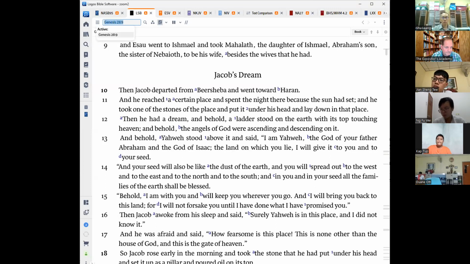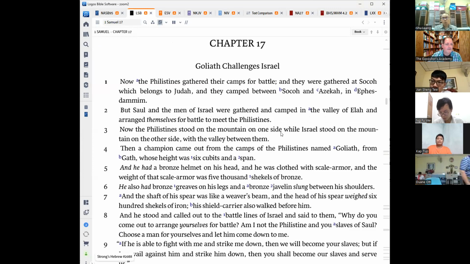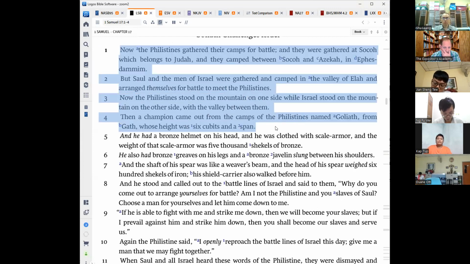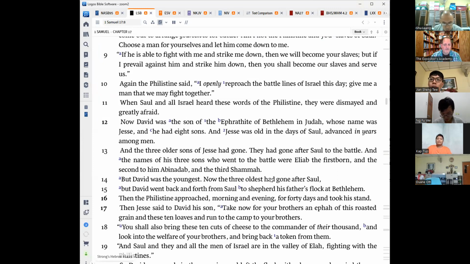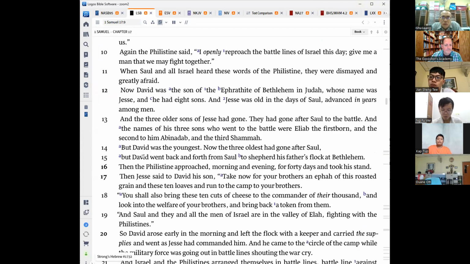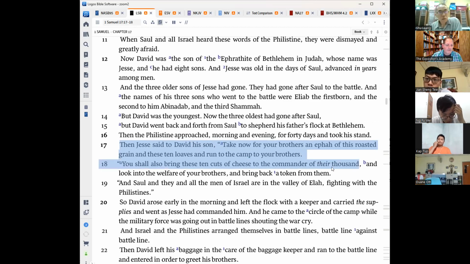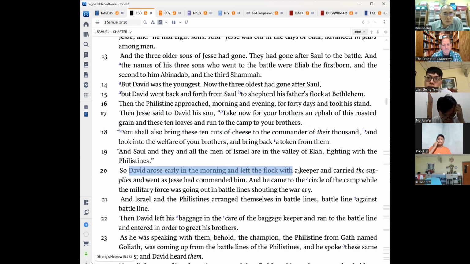1 Samuel. David clearly is the main character in this story, right? As we'll see when he confronts Goliath. But in this story, right, we're introduced to Goliath here. The Philistines and the Israelites are gathered for battle. Goliath comes out, right, and he taunts the Philistines, challenges them to battle. Then the older sons of Jesse had gone to fight, and David was sent. Verse 17, take for your brothers. So he's sent with some food, some supplies to take them to his brothers. And so David does that. It says he gets up in the morning and he takes the supplies and he goes to the camp where they were.